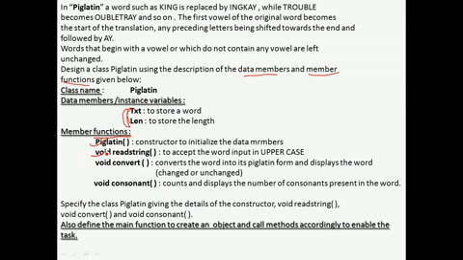Next, this is a void type readstring which will accept a word input in uppercase. Then void convert will convert the whole word into Pig Latin form. And then void consonant will count and display the number of consonants present in the word. So our program will start from here. Let us strike off this part and let's begin the program.